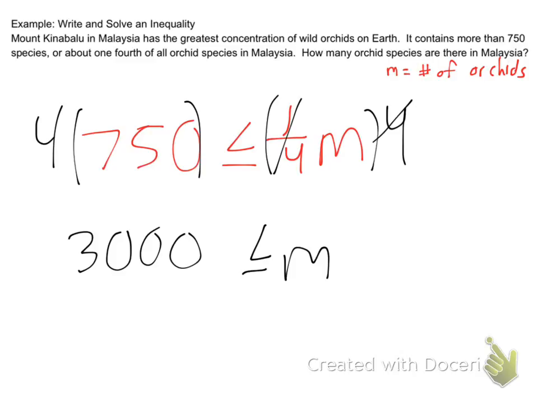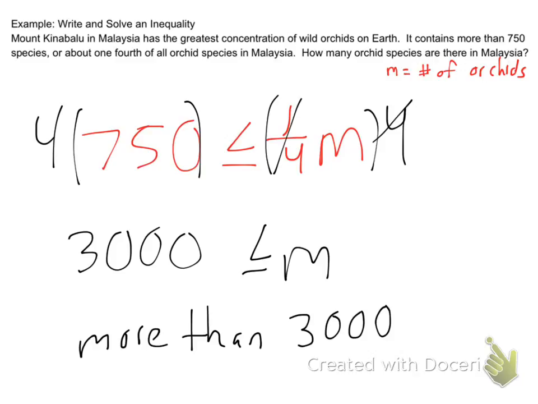But is that answering the question? No. It says, how many orchid species are there in Malaysia? You would say more than 3,000. Maybe put it back into words, right? Because it was stated to you in words up here.